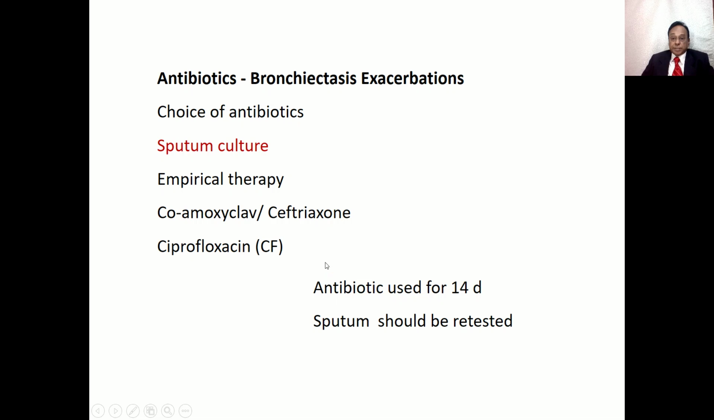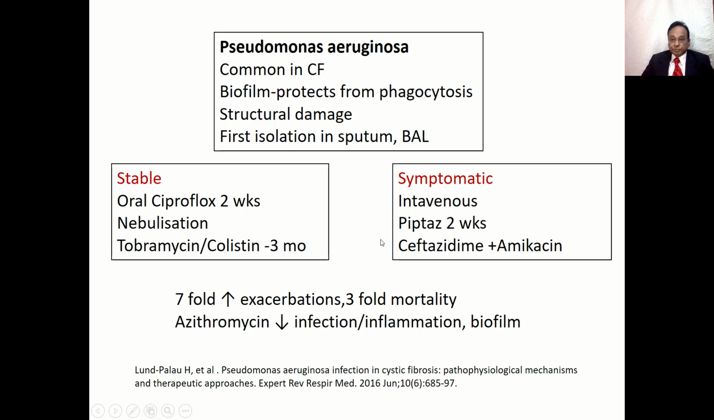Why am I telling this? In these bronchiectasis, particularly non-cystic fibrosis, or even cystic fibrosis, they develop Pseudomonas that has to be treated or eradicated very fast. I am going to show that most of the CF bronchiectasis typically acquire Pseudomonas very early. This knowledge is very important.